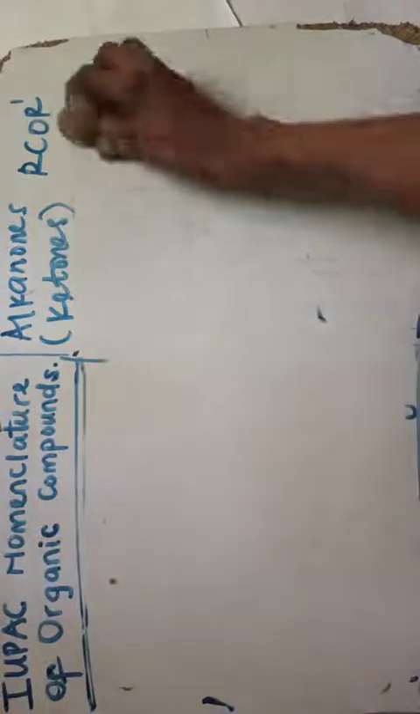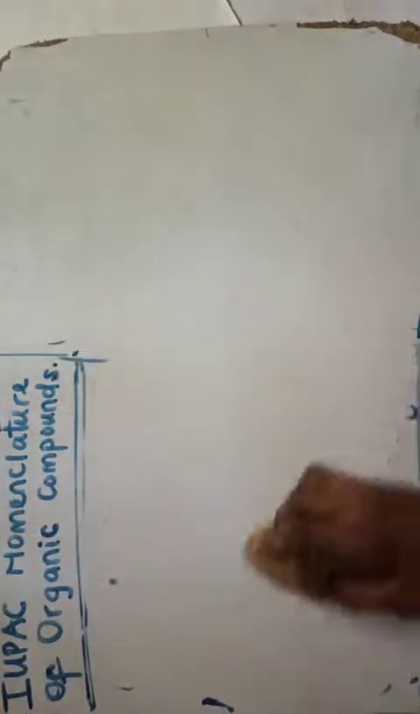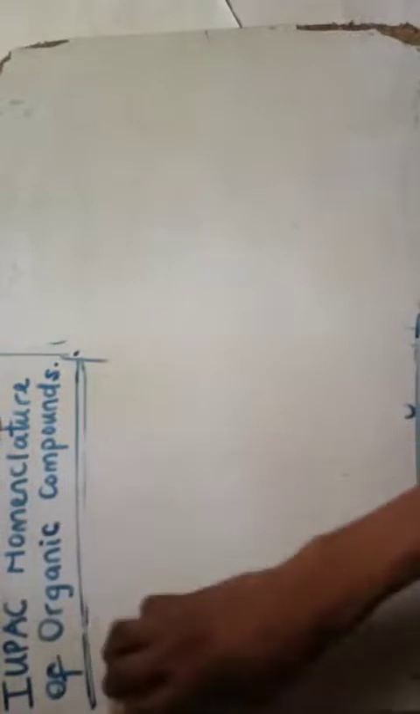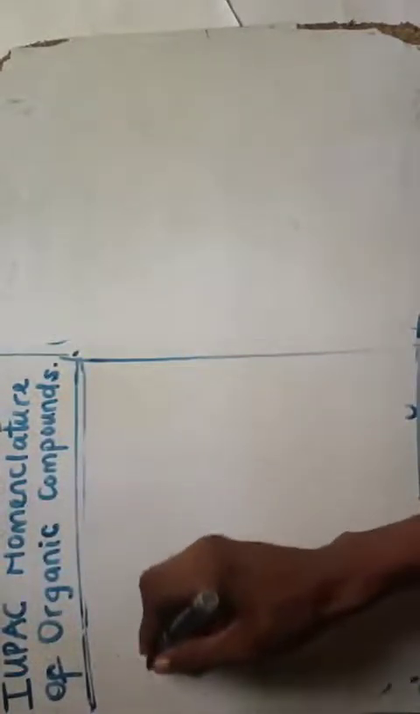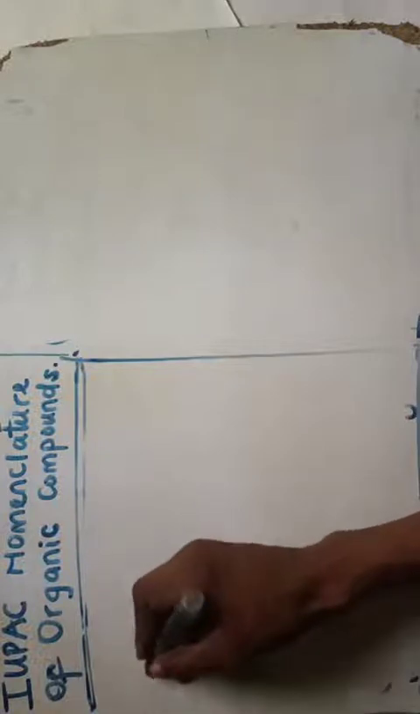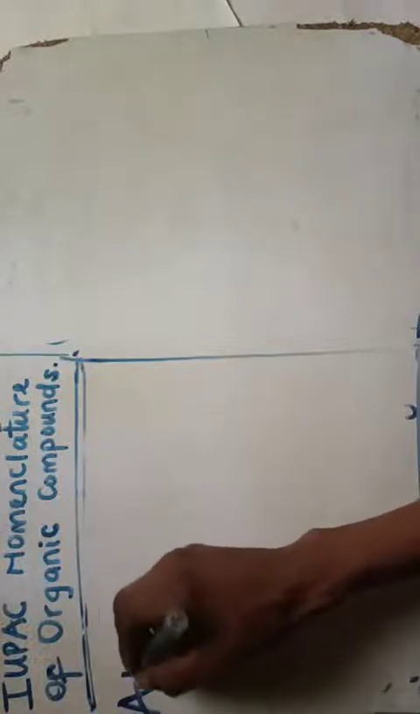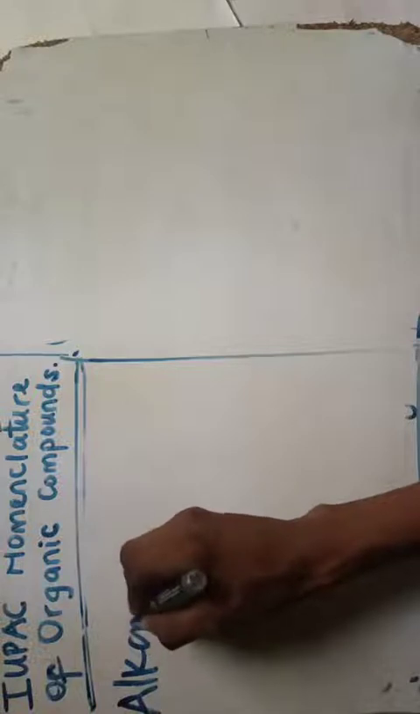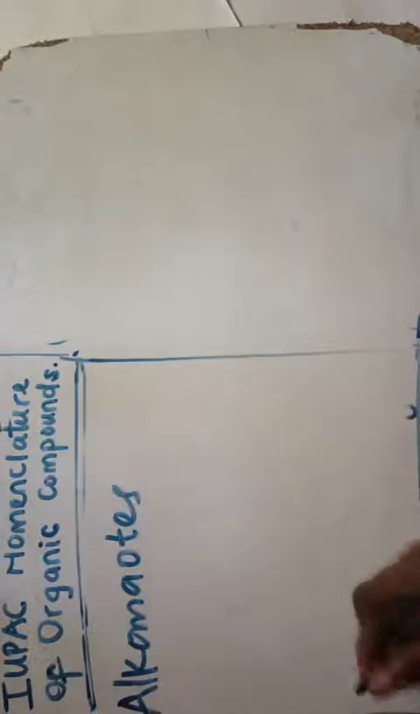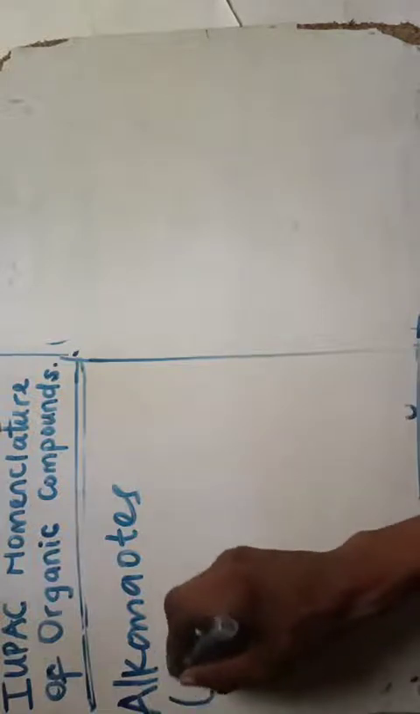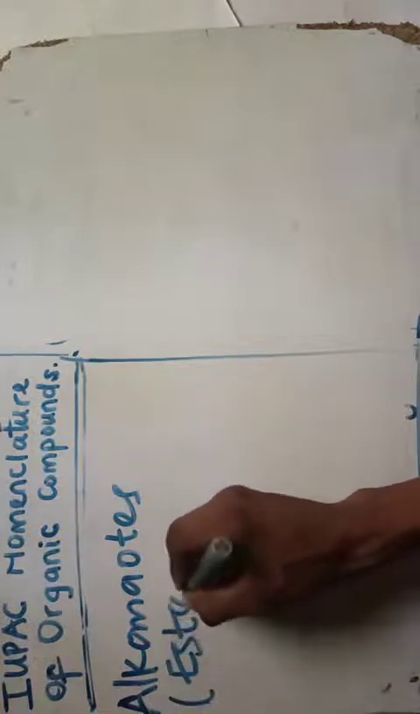And the next thing we'll be considering is what we call alkanamide. Or let's consider alkanoate first, because alkanoate can also be called ester. These are esters, rather.